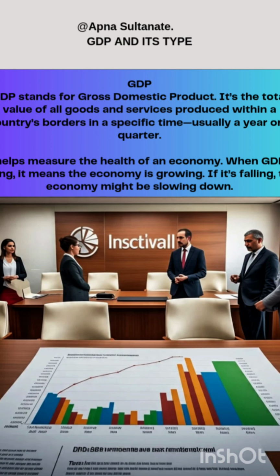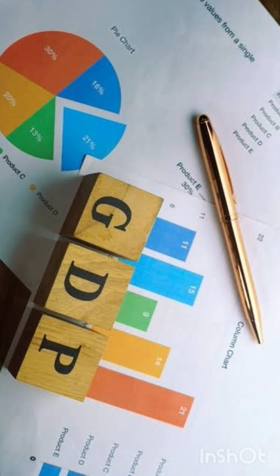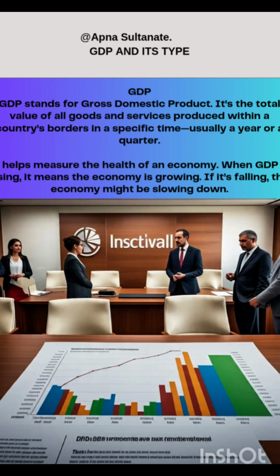GDP stands for Gross Domestic Product. It's the total value of all goods and services produced within a country's borders in a specific time, usually a year or a quarter. It helps measure the health of an economy. When GDP is rising, it means the economy is growing. If it's falling, the economy might be slowing down.